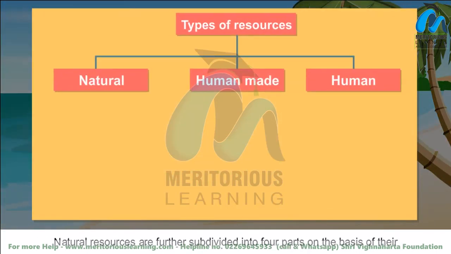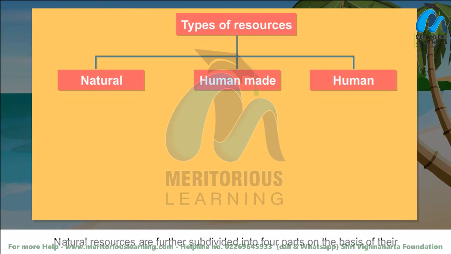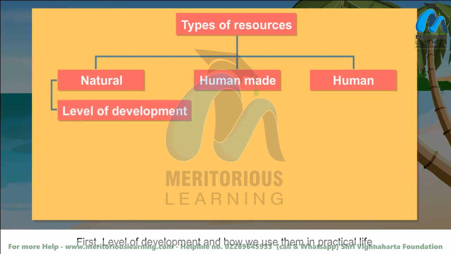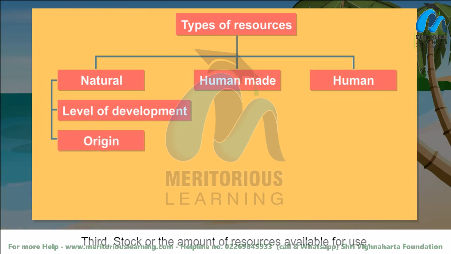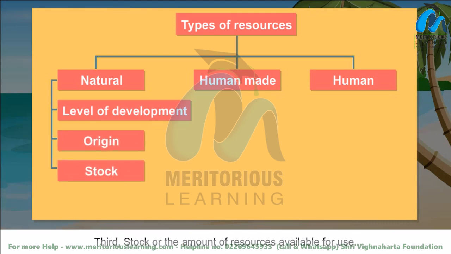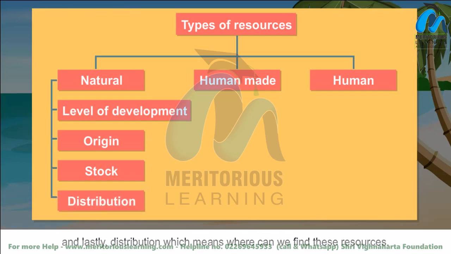Natural resources are further subdivided into four parts on the basis of, first, level of development and how we use them in practical life. Second, origin or occurrence. Third, stock, or the amount of resources available for use. And lastly, distribution, which means where can we find these resources? On the basis of level of development and use.